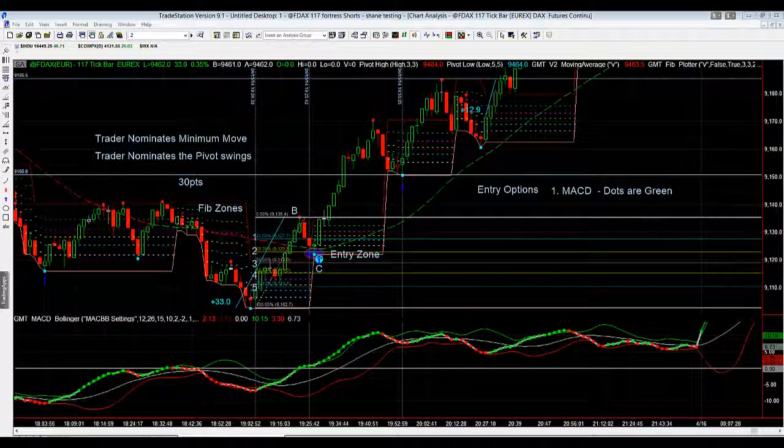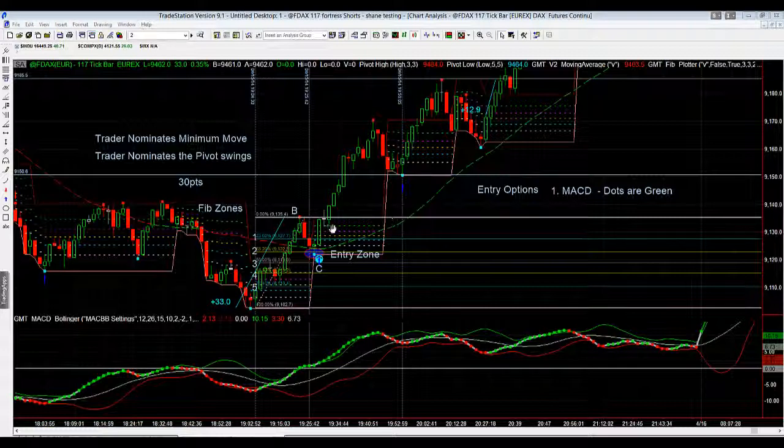So traders, just to recap, we need price to move back into this zone between 23.6 and 38.2. That's our zone that we're looking for the trade. Once we close in that area and we've got our green dots on our MACD, so our MACD needs to confirm that we've got our green dots for a bullish entry or a long entry, then we can take this trade. Now, then that's your MACD entry, and the target really depends on the trader.